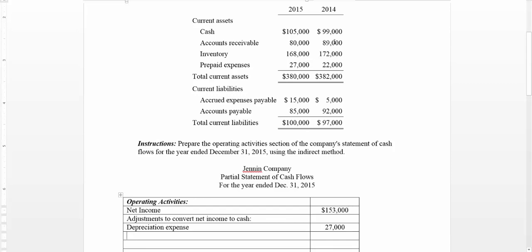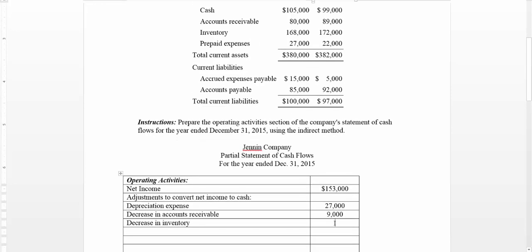So we have a decrease in accounts receivable. It went down $9,000. So let's write decrease in accounts receivable. And we're going to do the opposite of the change when you're dealing with current assets. So that means we're going to add the change, $9,000. Okay, we also have a decrease in inventory. So we're going to take the difference and we're going to add our decrease in inventory.